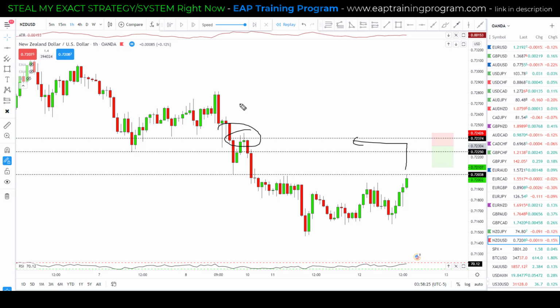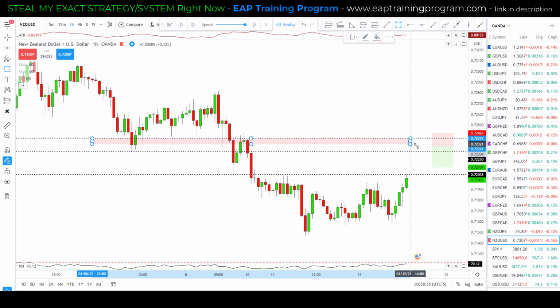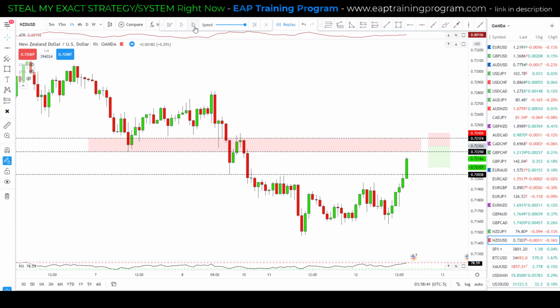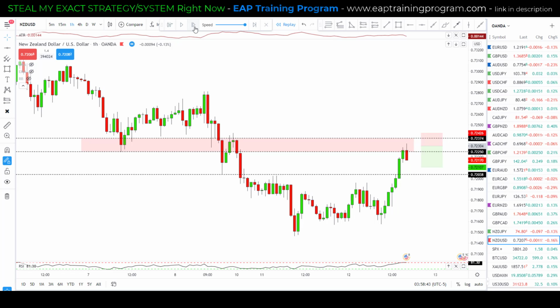Then I'm going to ask myself, has this level of resistance been hit multiple times? Yes, it has. With that being the case, this is going to be an area I look for short trades. I know this is not necessarily buying support, but it is selling resistance. They go hand in hand. At this point, I'll wait for the market to get into my zone. When we do, I start dropping down to smaller time frames.